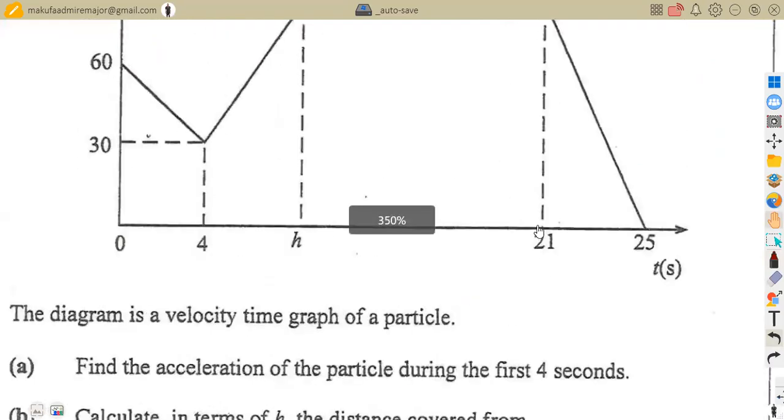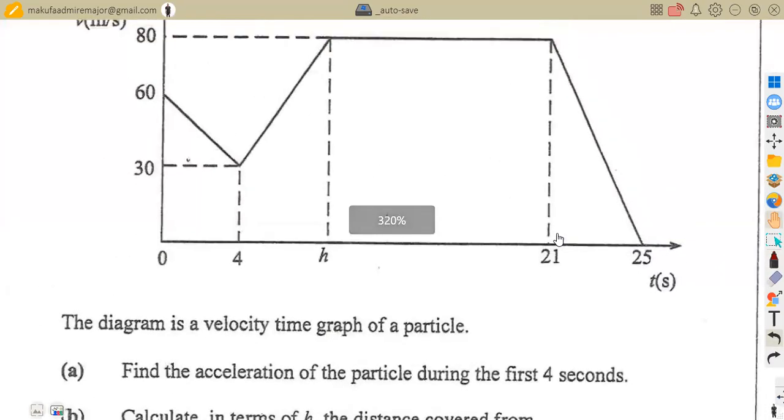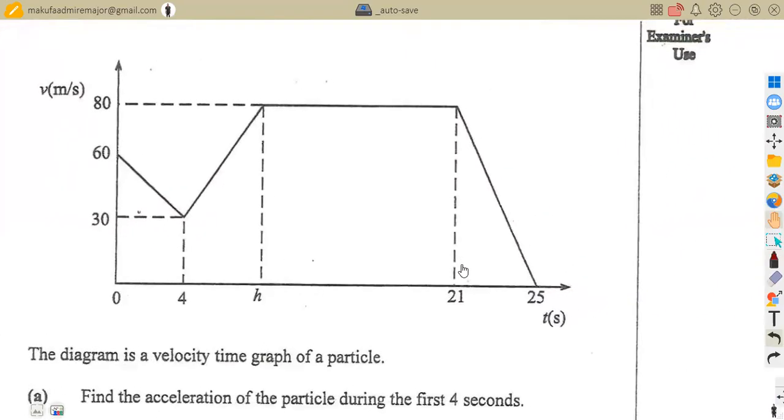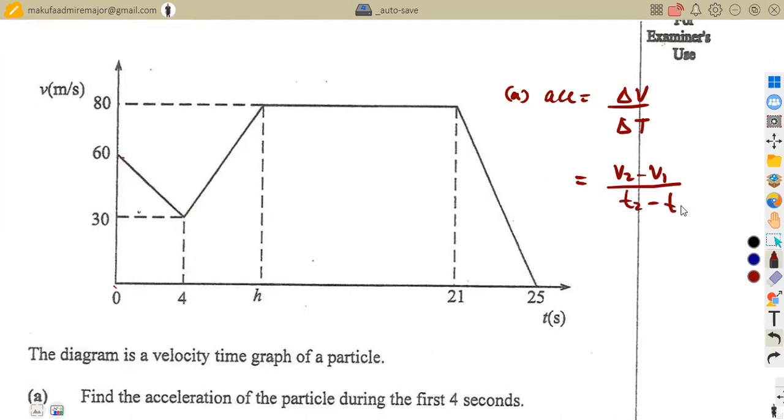So as we can see, during the first 4 seconds here, it's a deceleration, meaning we are going to obtain a negative value, because during the first 4 seconds we are decreasing. There's a decrease, but the idea does not change. Remember, acceleration is simply the change in velocity over the change in time. That means we are simply having V2 minus V1 over T2 minus T1.